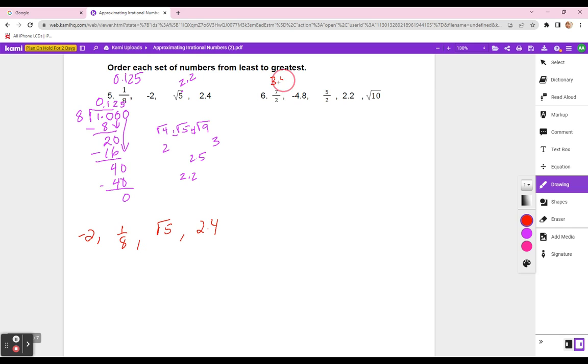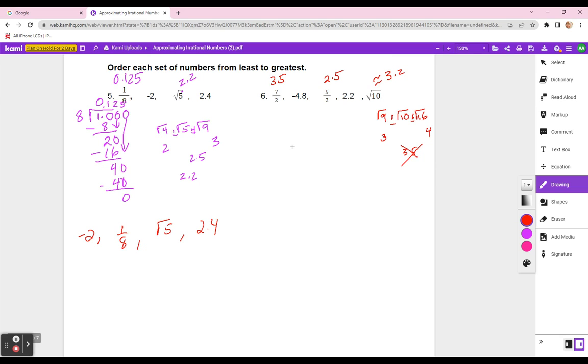7/2 is 3.5 in decimal form. 5/2 is 2.5 in decimal form. Square root of 10 is between the square root of 9 and the square root of 16. This is 3 and this is 4. It's only 1 unit away from here, 6 units away from here. So it cannot be 3.5. It's less than 3.5. 10 is very close to 9, so it's going to be about maybe 3.2. So we'll approximate this as 3.2.